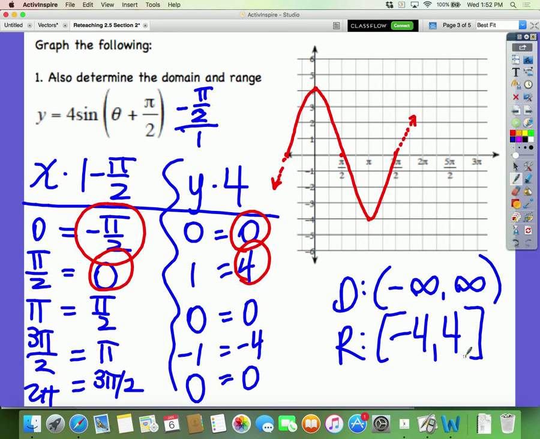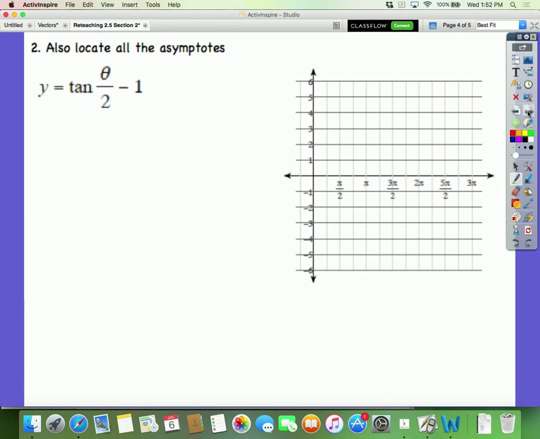Sine and cosine are bounded between whatever their amplitude is, or whatever their max and min are. Domain goes on forever. Tangent and cotangent are different. Secant and cosecant are different. Why are they different? Because they have asymptotes. And so when you're doing domains for those, you have to be able to recognize where your asymptotes are in order to figure out what the domain and range is. Questions? So let's look at one like that. We'll come back to this tangent one.